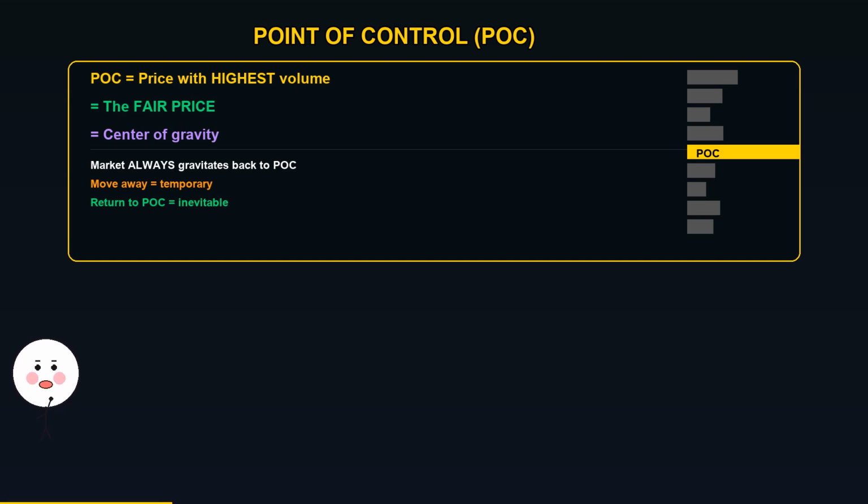The most important level on the volume profile is the point of control, POC. This is the price with the highest volume, the longest horizontal bar. The POC is the fair price. It is the price where the most agreement happened between buyers and sellers. The market always gravitates back to the POC. If price moves away from it, there's a magnetic pull bringing it back. Think of the POC as the center of gravity. Price can move above or below, but it keeps coming back to the fair price.